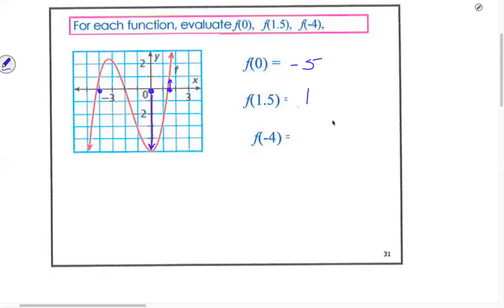Is it 1? Mackenzie? Yeah. What would the value be at -4? 1. What did you say? 1. Very good. Because we're just going to trace that up to get 1. How you guys feeling? Pretty good? All right.